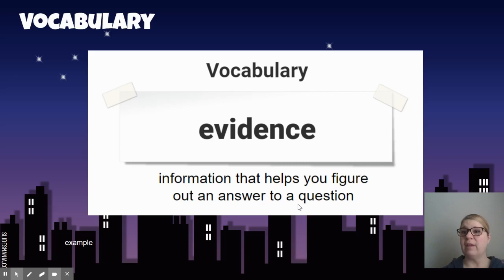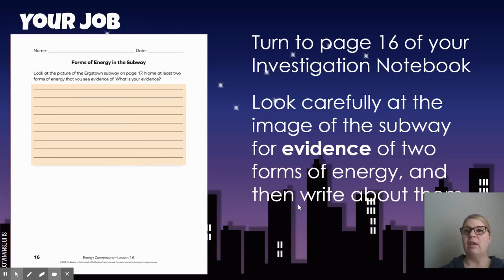What kind of things would support that it rained last night? Is there moisture on the grass? Are there puddles in the street? Are there cars that have raindrops on them? That's evidence that I can see, or maybe I could hear, smell, or taste. If I wanted to know if it rained last night, maybe I could smell the rain in the air. So I want you to, when you are looking at this next picture of the Ersktown subway, which we'll have again, find evidence. And then on page 16 in your investigation notebook, we are going to write about it.